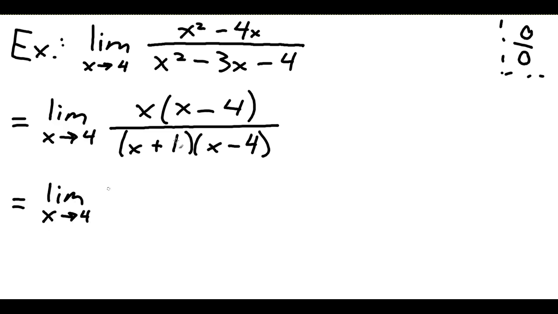Because canceling those out is only possible when they are non-zero. Okay, let me go ahead and write what we get when we cancel that out, and then I'll talk about it. So when we cancel those, it reduces down to this. Now, this initial function, x squared minus 4x divided by x squared minus 3x minus 4, and this function, x divided by x plus 1, are not identical functions because they have different domains.